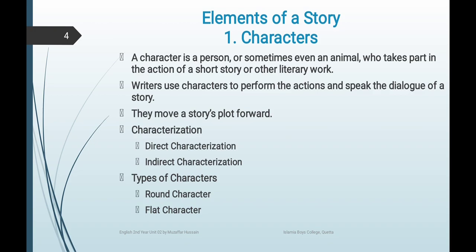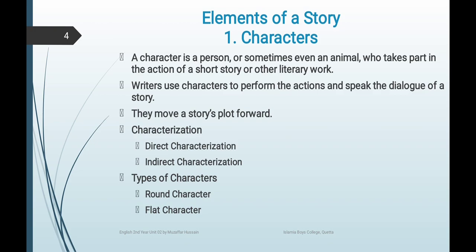What is direct characterization? Direct characterization is the way of putting characters in the story in which the author, the storyteller, directly uses words such as adjectives to depict the personality, the traits, or the characteristics of a certain character in the story.